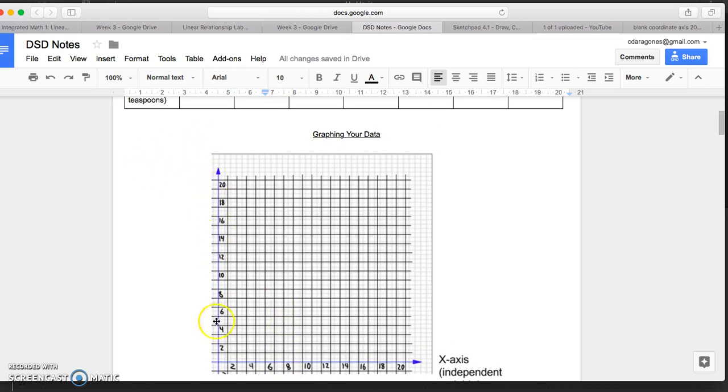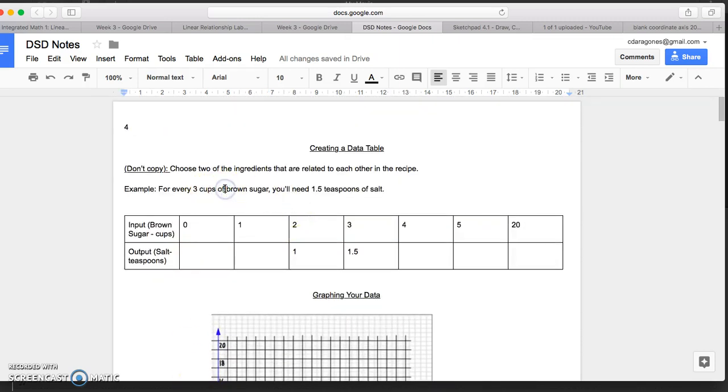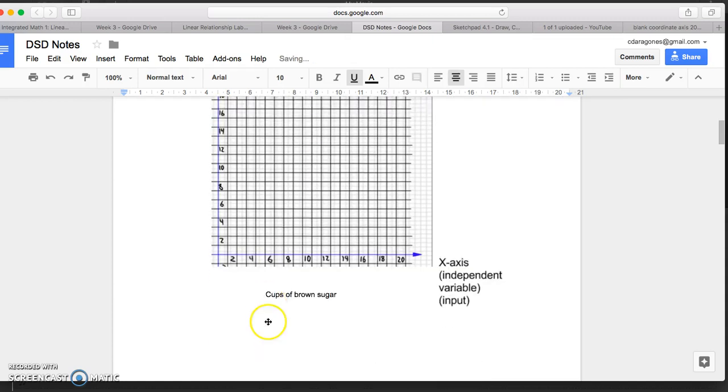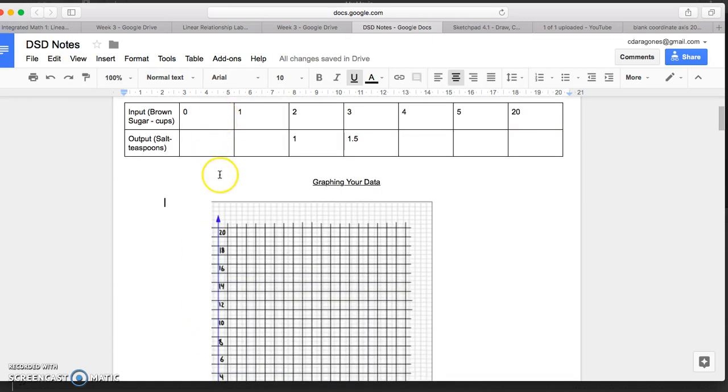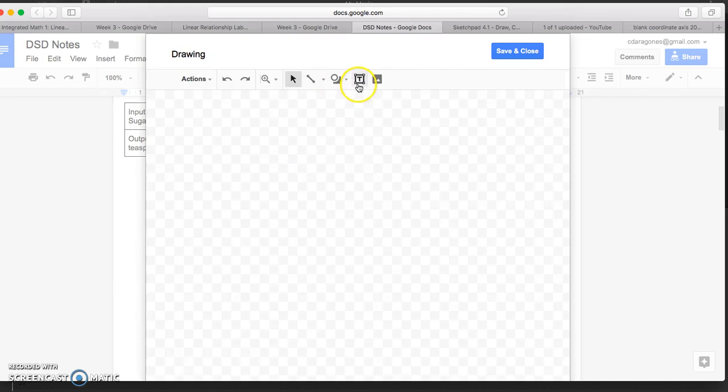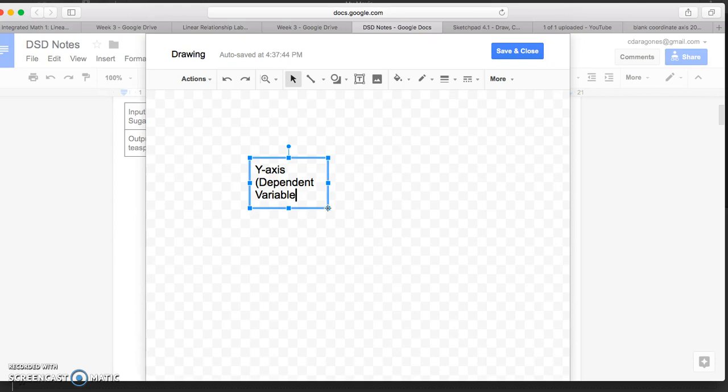The y-axis, the one that goes up and down, is your dependent variable. For every 3 cups of brown sugar, the salt depends on how much brown sugar you have. So the salt is determined by the brown sugar. The salt is dependent on your brown sugar. That's why your y-axis, this up-down axis, is your dependent variable. So let's go ahead and label that. And it is also your output, right?